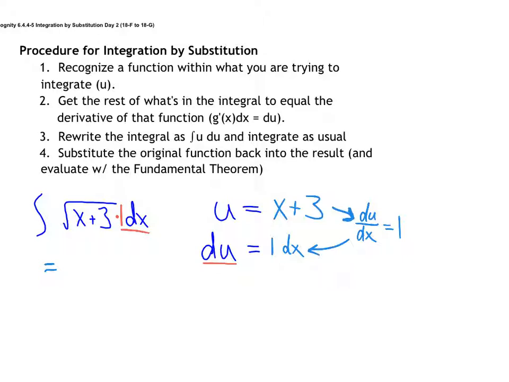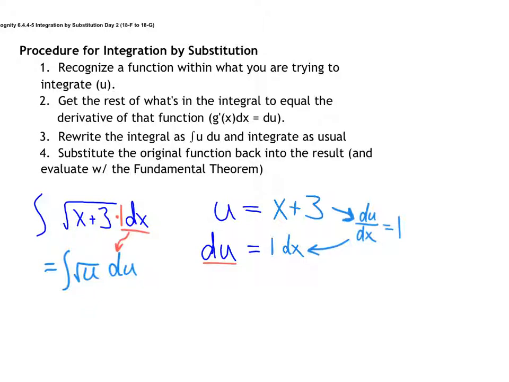Okay? Then I need to rewrite the integral in terms of u. So I'm rewriting this integral as the integral of the square root of u du. The 1 dx became a du. The x plus 3 became the u. Now I have something that we have an antiderivative for.